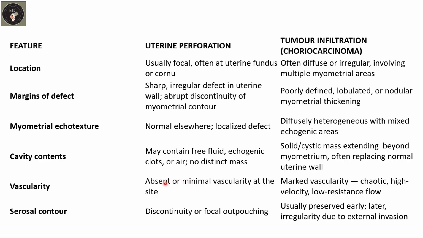There is unlikely to be vascularity in uterine perforations, but if it is tumor infiltration from choriocarcinoma, it's likely to be highly vascular, and the vessel architecture may be chaotic, and on spectral, the resistance is likely to be low with high velocity. Again, the serosal contour is likely to be focal in uterine perforation, and in early cases, serosa will be preserved here, but later it will be irregular due to tumor invasion. So now, let's play the video.